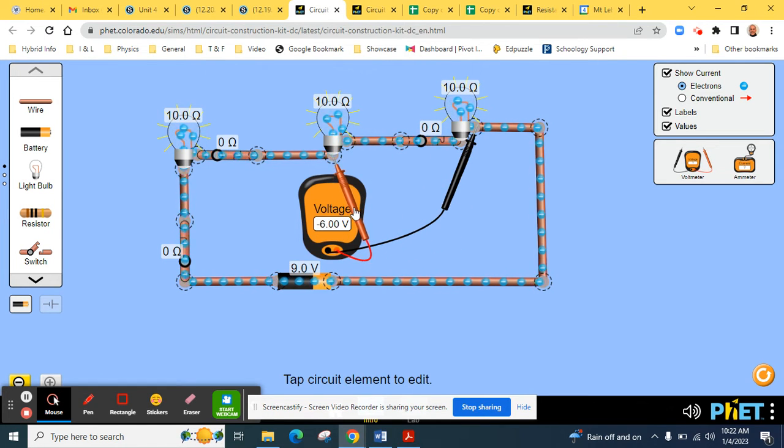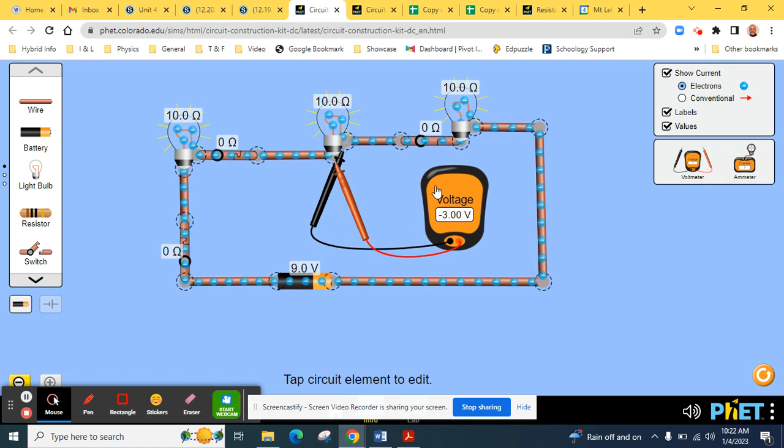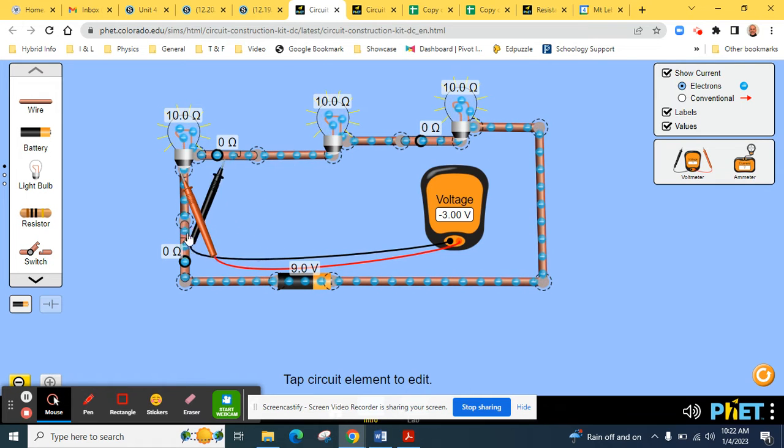So each one of these, as I move these from side to side, will have a difference in potential of negative 3 volts. That means that from the side that this red probe is connected to the side that this black probe is connected to, there is a decrease in electric potential. What that means is the charges are doing work. There's a loss of joules per coulomb, and that energy is turned into something else. In this case, it's primarily light, but it's also heat.